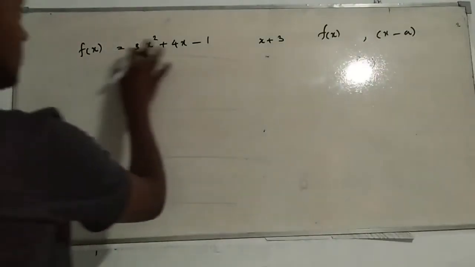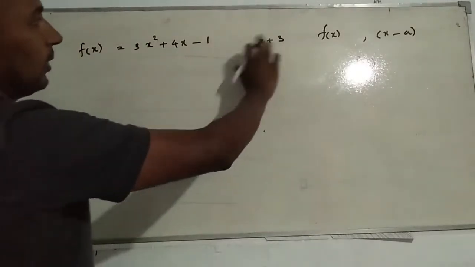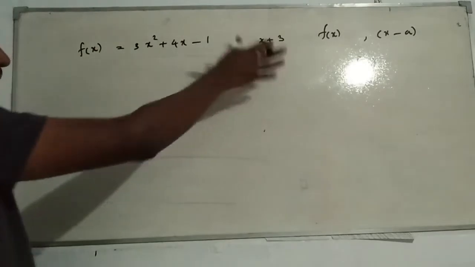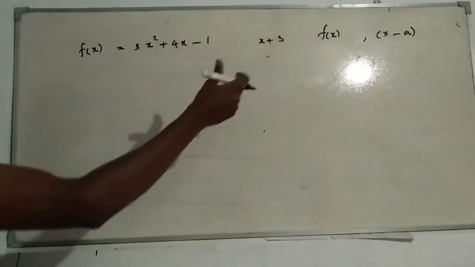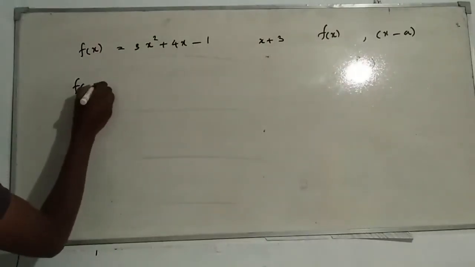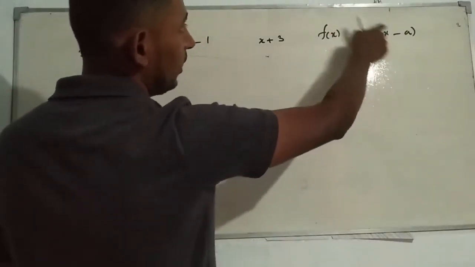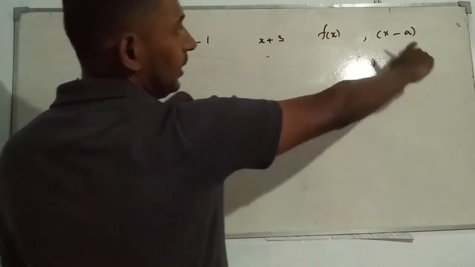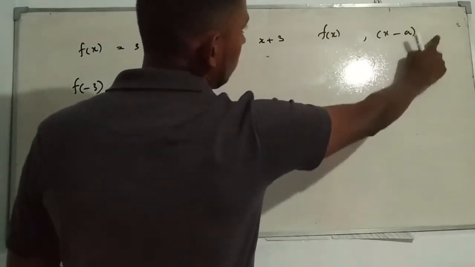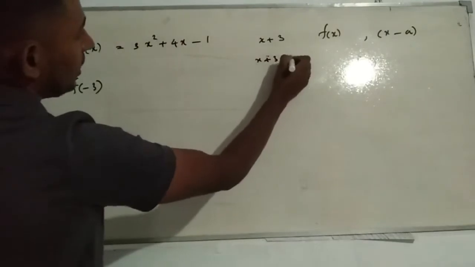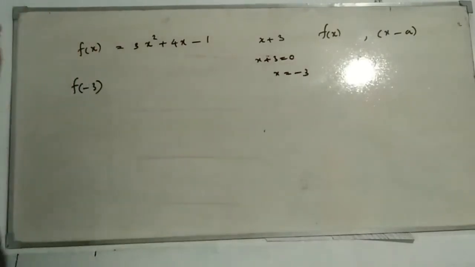Now f of x is this polynomial, and we divide this f of x by x plus 3. That means if we want to find the remainder, we have to find f of minus 3. Look at this one: f of x divided by x minus a, the remainder is f of a. That means the value x minus a is equal to 0. If you look at this one, when x plus 3 is equal to 0, x is equal to minus 3.